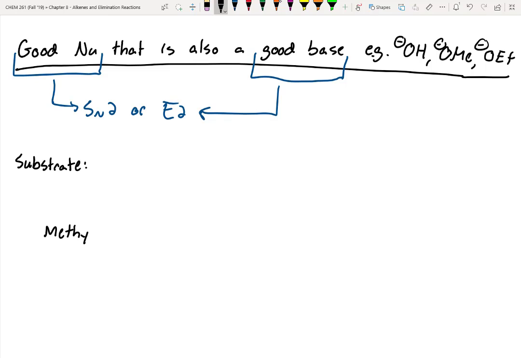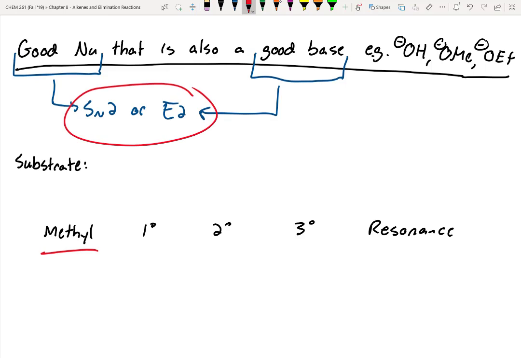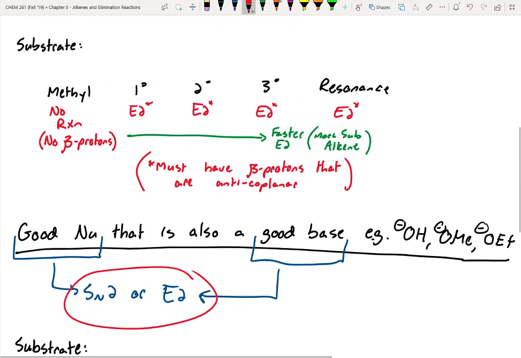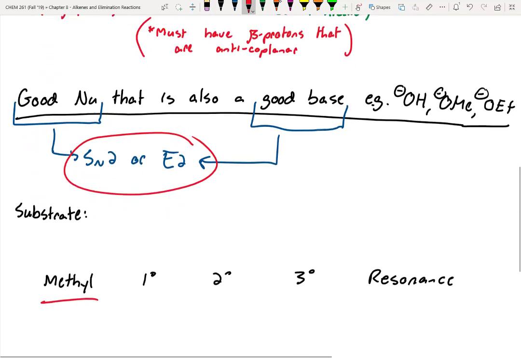We've got methyl over here, got primary, got secondary, got tertiary, and we've got resonance. All right, let's first start with methyl. If we have a methyl substrate, which do you think will occur, SN2 or E2? SN2. Why won't E2 occur? No beta protons. In fact, we just said that up here, right? With E2 chemistry, you need to have beta protons.